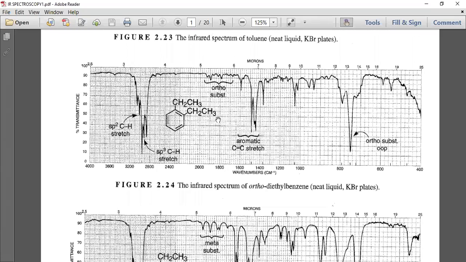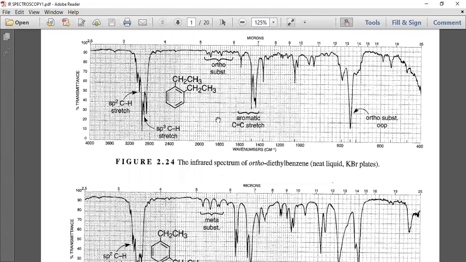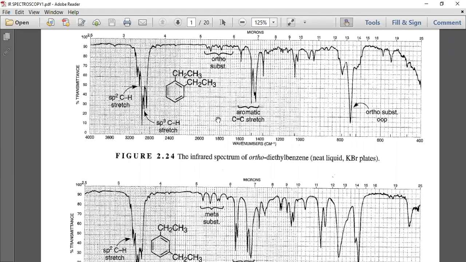As I said, we will have ortho di substitution, meta di substitution, and para di substitution. What is the difference between them? For example, these two molecules have the same molecular formula, but this is the meta compound, diethyl benzene, and this is the other diethyl benzene. So how do we differentiate them?